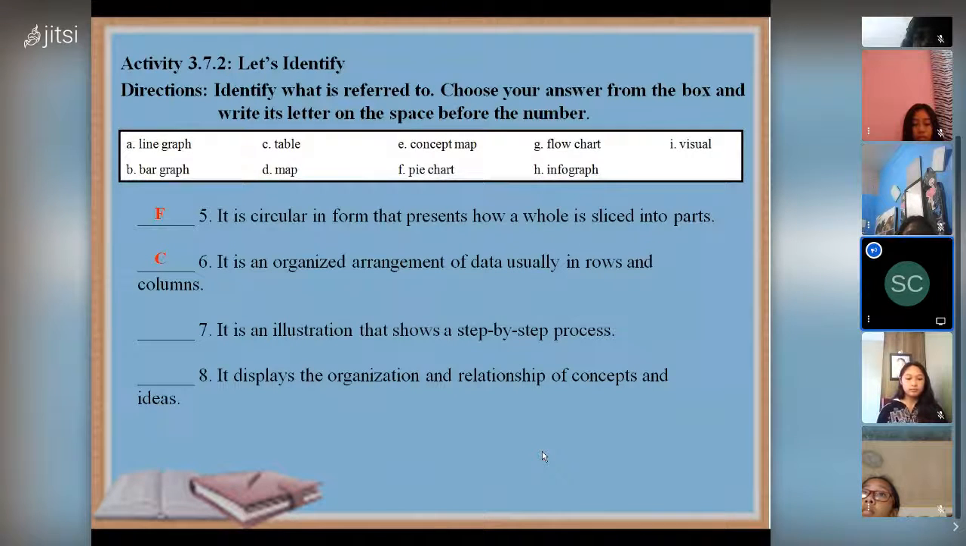Number 7. It is an illustration that shows a step-by-step process. Letter G, sir. Flowchart. Letter G. Flowchart. Number 8. Last. Joanna.